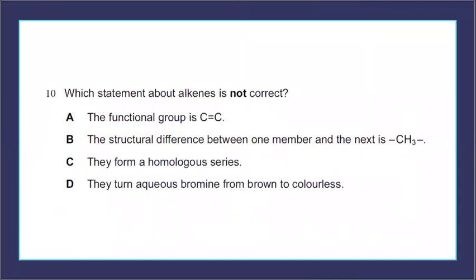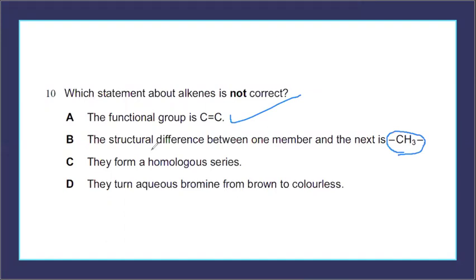Which statement about alkenes is not correct? All right, so this one is getting a little interesting. The functional group is carbon double bonded to carbon. That is correct. The structural difference between one member and the next member is a CH3 group, right? No, this is not correct. It's not a CH3 group. Yes, the answer is B.